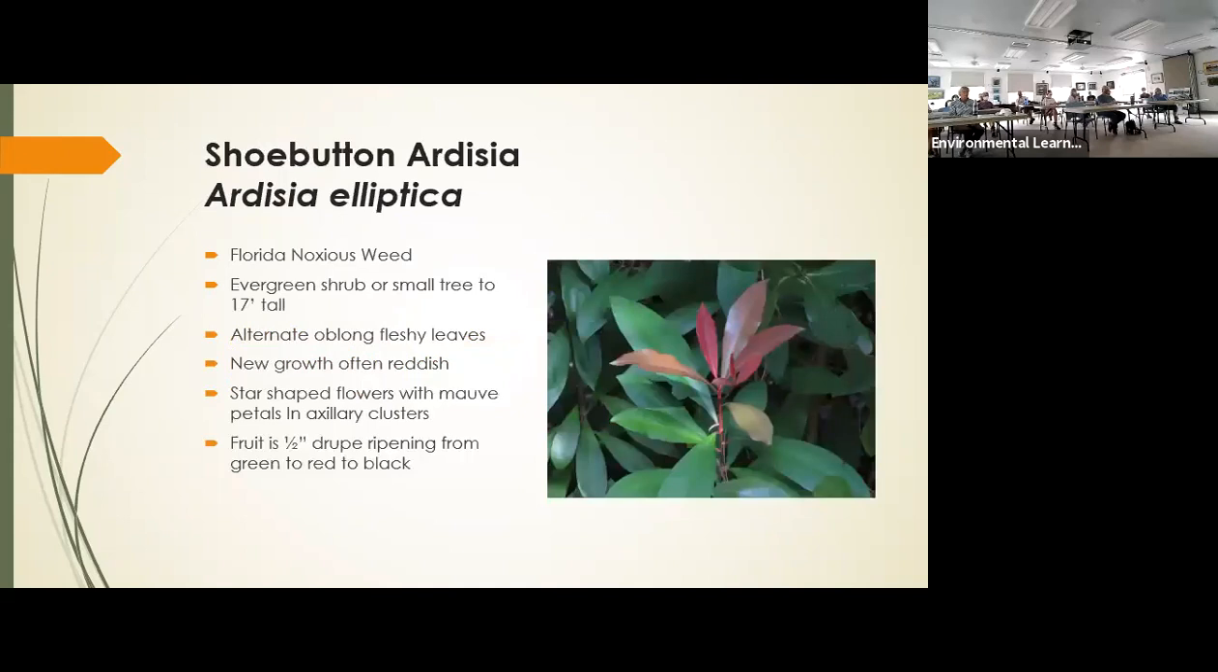Be on the lookout for shoe button ardisia. It's on the Florida noxious weed list, even though it's an ornamental. So it took many years of negotiation with the horticultural industry and land managers to get this plant banned, because it is a pretty plant. You can see the new reddish growth, the elliptical leaves, it is actually quite attractive. It has lavender star-shaped flowers in axillary clusters. That axillary cluster part's going to be important in a minute. And the fruit is a single-seeded, that's what a drupe means, fruit ripening from green to red to black.